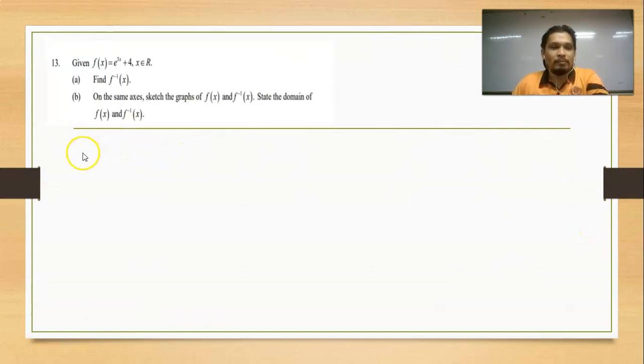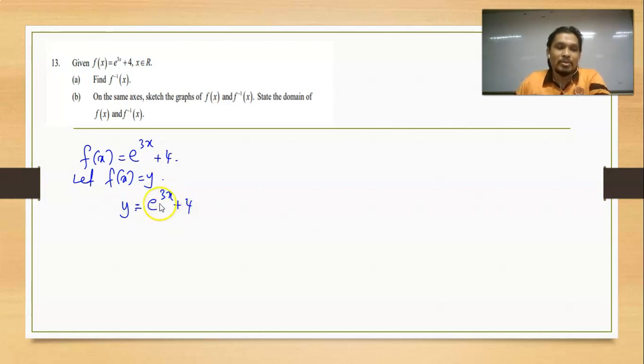Then f(x) equal to e to the power of 3x plus 4. Find f inverse. So let f(x) equal to y. So then y equal to e to the power of 3x plus 4. Okay, so e to the power of 3x equal to y, bring the 4 to the other side, it becomes negative, so y minus 4.